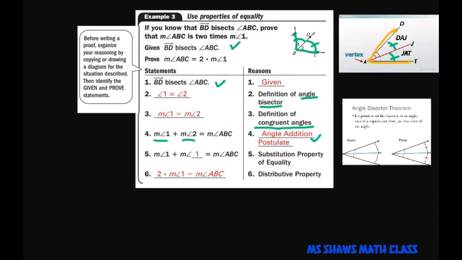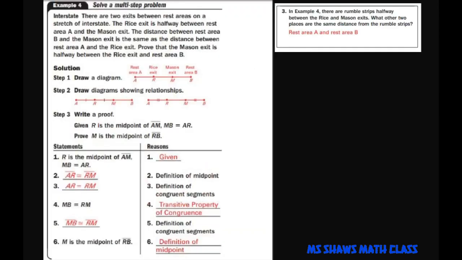And then we're going to substitute. We know that measure of angle 1 equals the measure of angle 2. So I'm going to substitute my measure of angle 2 with that because they're equal. So that's the substitution property. And there's 2 of those. So you just say 2 times that equals the measure of angle ABC. And that's the distributive property, because 2 times A equals A plus A. All right, and next one.